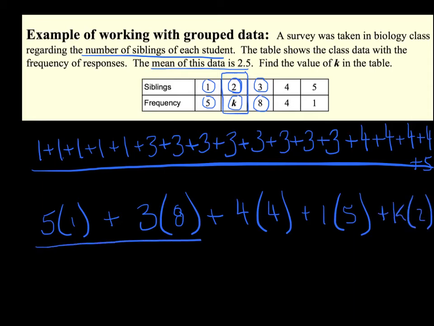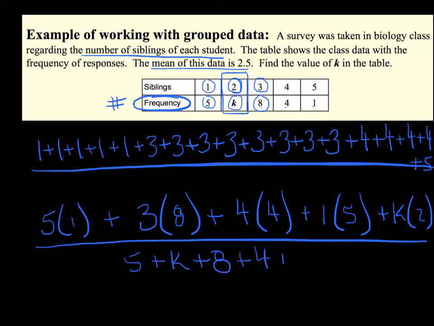Now we need to divide that by the total number of students in the class. And it looks like the frequency here tells you the number of kids in the class. So it's 5 plus K plus 8 plus 4 plus 1, 5 plus K. And if you want to add those numbers together in your head, you're more than welcome. I'm just trying to be very deliberate.